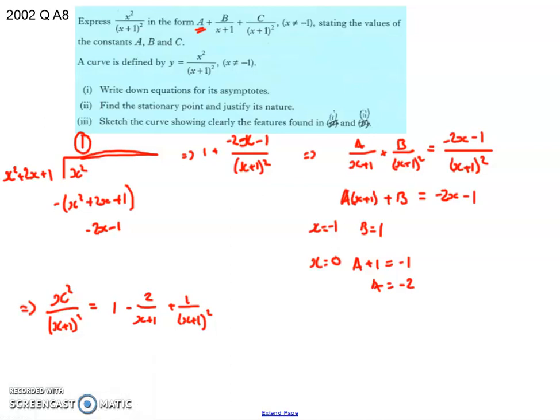So that's me done that first part. So I've written it in the format at once. What I now have to do is answer the 3 questions that follow. So the first one of these was to look at the asymptotes of the equation. So rewrite the equation out. So I've got f of x equals 1 minus 2 over x plus 1 plus 1 over x plus 1 squared.